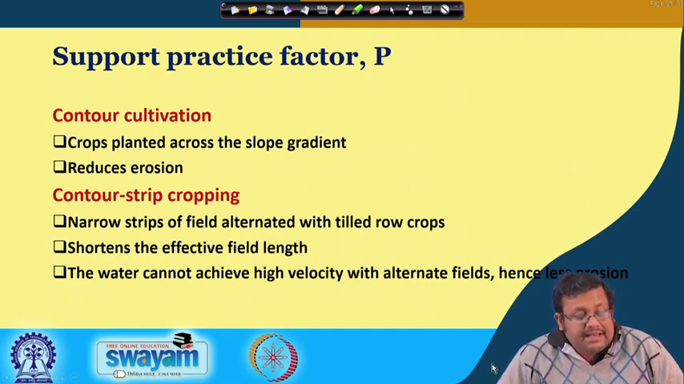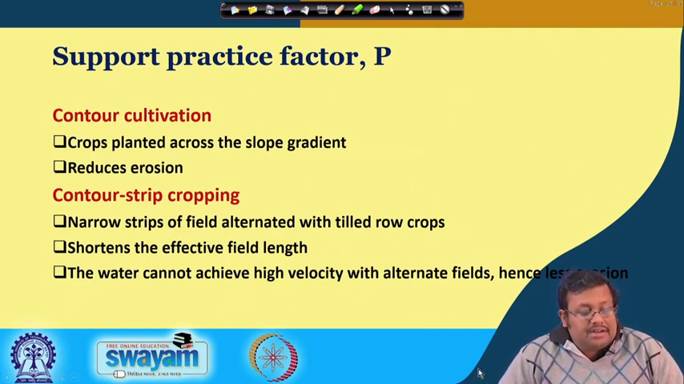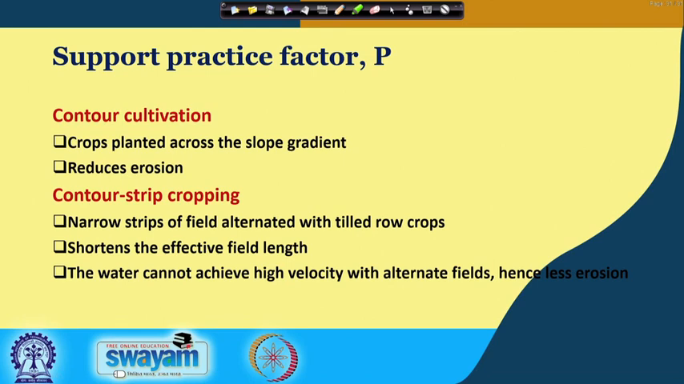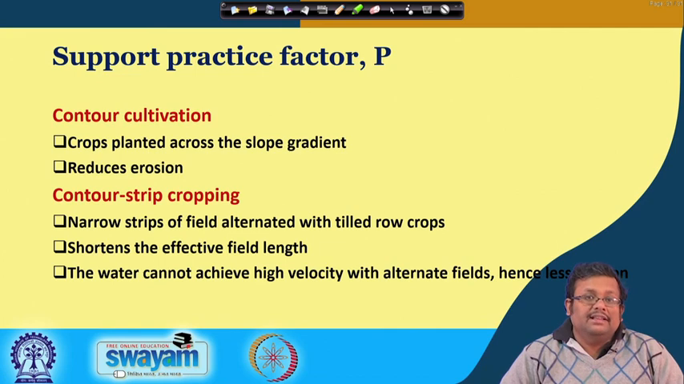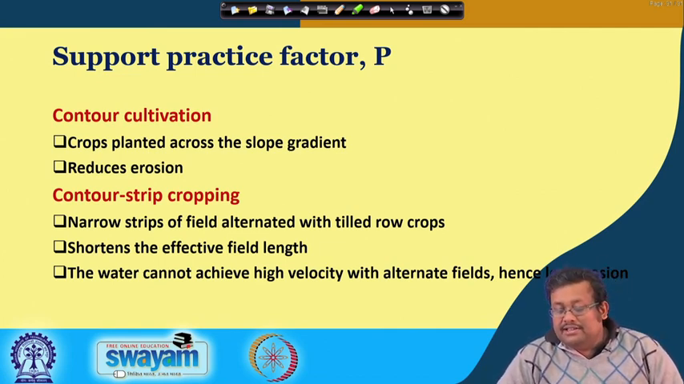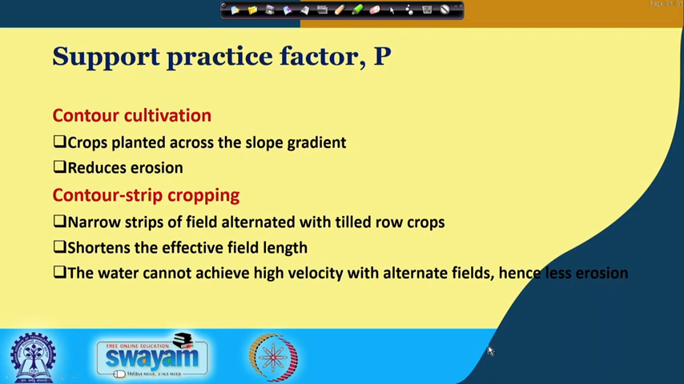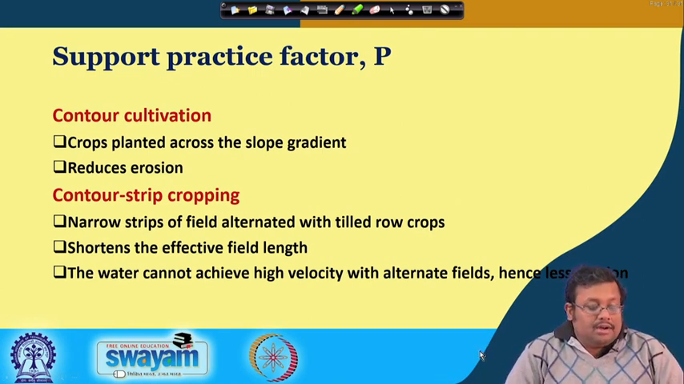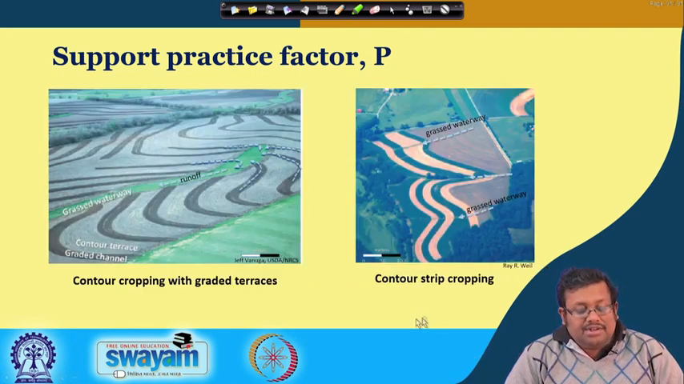So in contour cultivation, crops are planted across the slope gradient to reduce erosion. In contour strip cropping, narrow strips of field alternate with tilled row crops, which shortens the effective field length, and the water cannot achieve high velocity with alternate fields, so there is less erosion. So these are the features of contour cultivation as well as contour strip cropping.